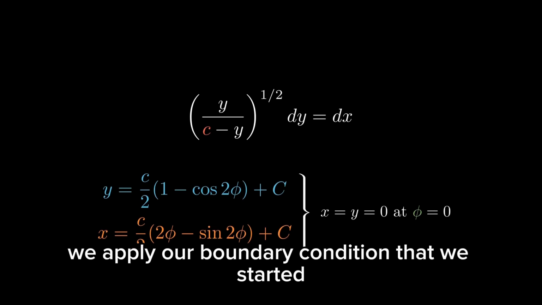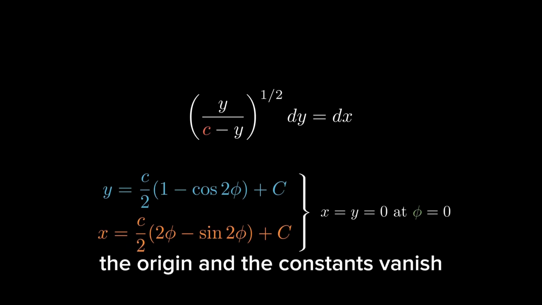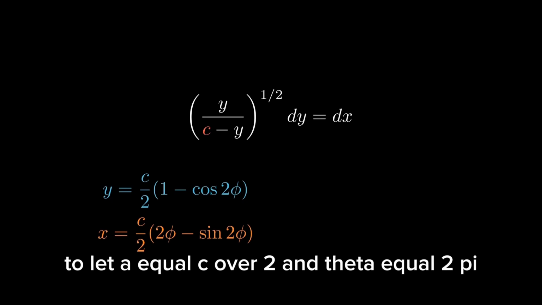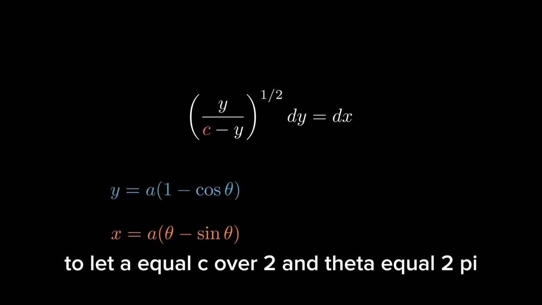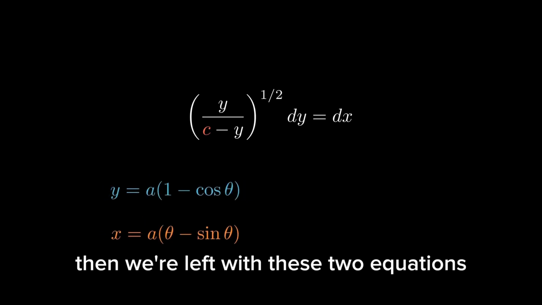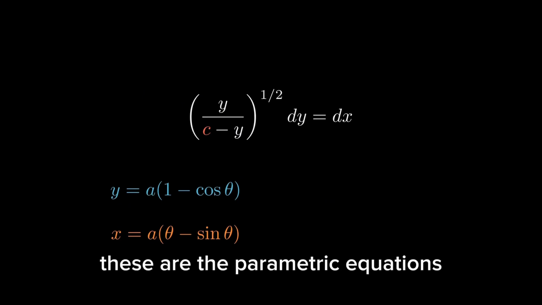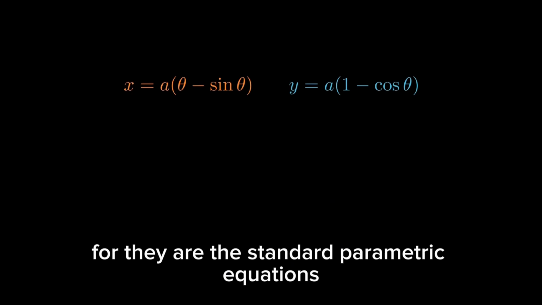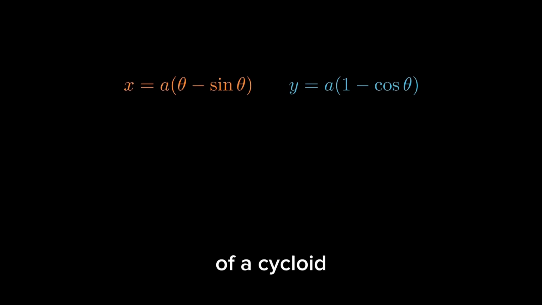To find these constants, we apply our boundary condition that we start at the origin. The constants vanish. If we now make an aesthetic choice to let a equal c over 2 and theta equal 2 phi, then we're left with these two equations. These are the parametric equations of the Brachistochrone curve, and they may be familiar to you, for they are the standard parametric equations of a cycloid.